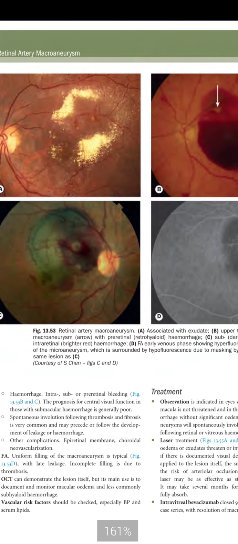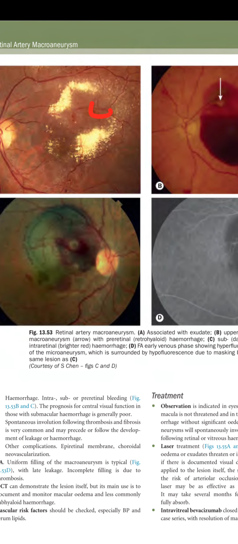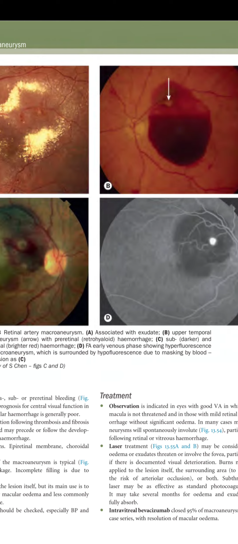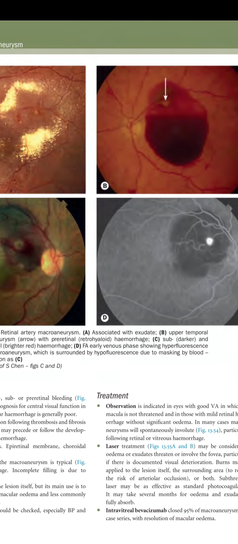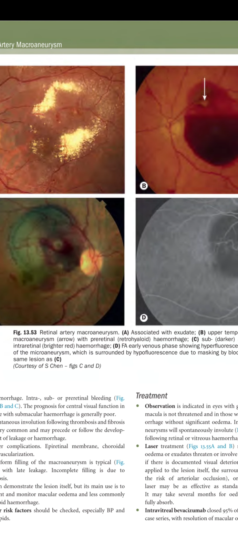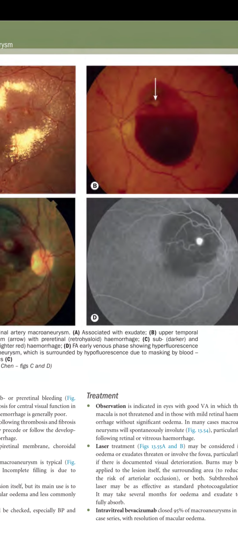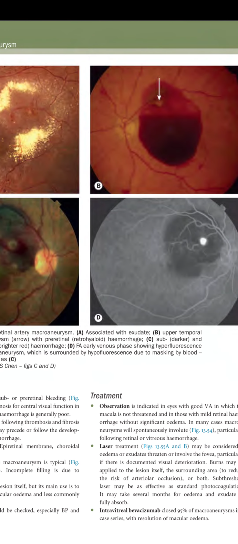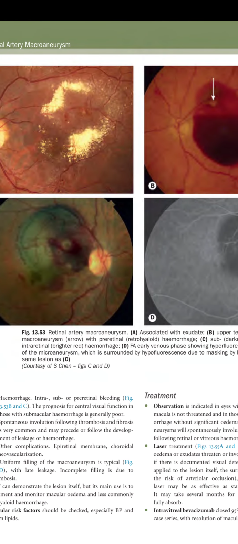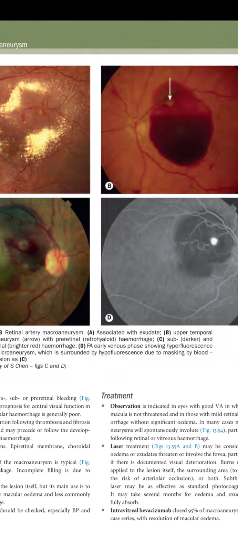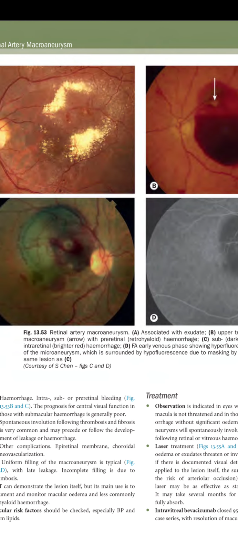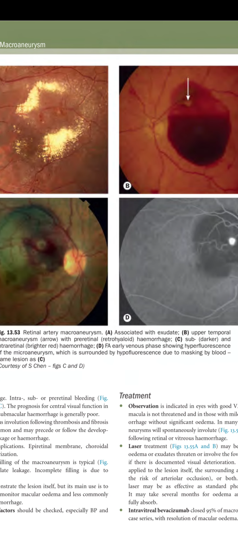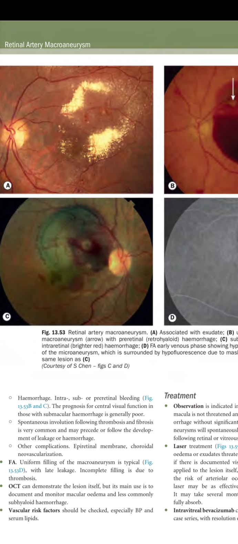A is showing a macroaneurysm associated with exudates. B is showing an upper temporal macroaneurysm with preretinal retrohyaloid hemorrhage. C is showing subretinal darker and intraretinal brighter red hemorrhage. D, FA in the early venous phase, shows hyperfluorescence of the macroaneurysm, which is surrounded by hypofluorescence due to masking by the blood, at the same lesion as C.